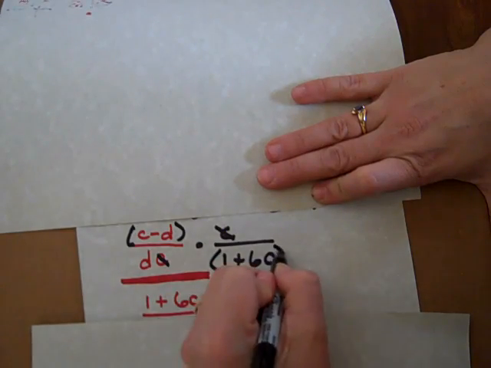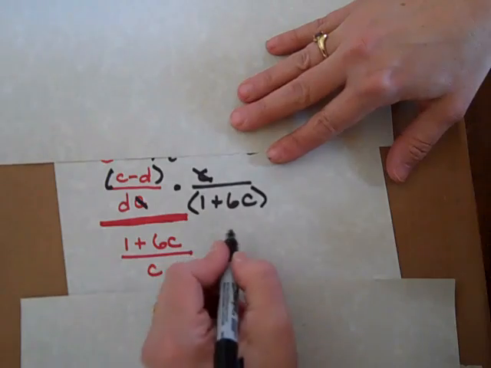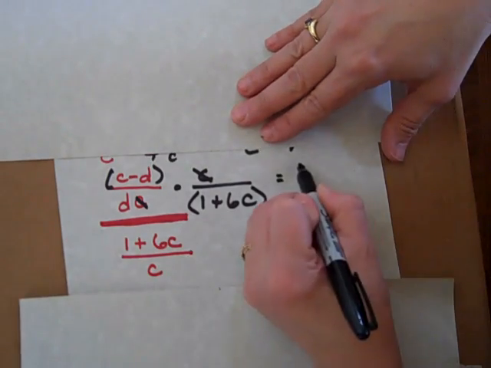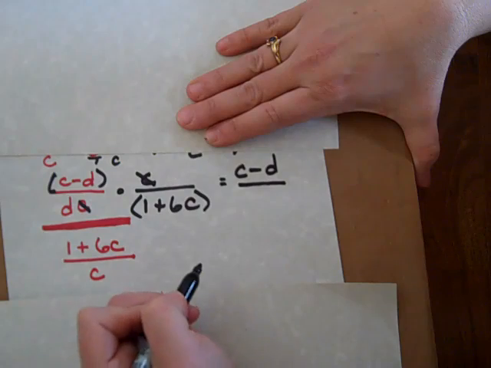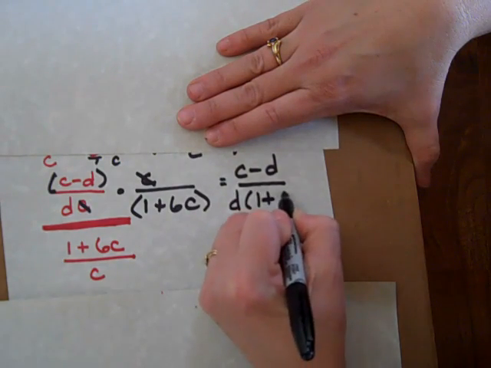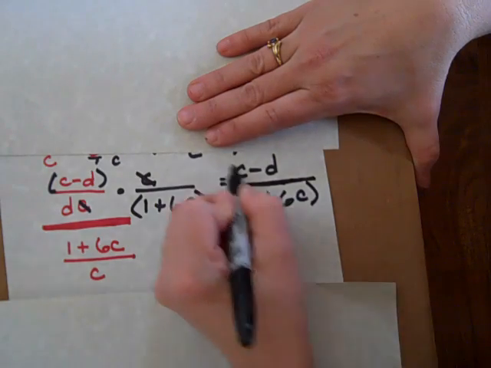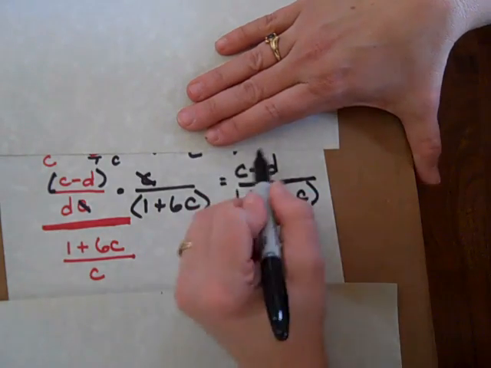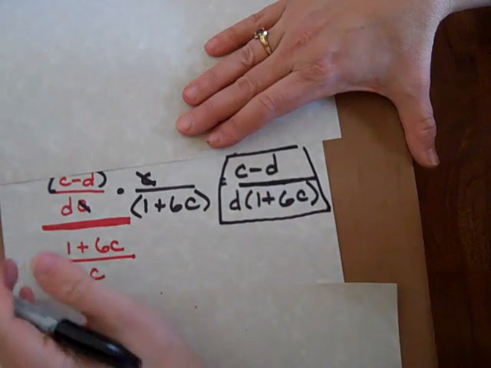And what do we have left? Well, parentheses are your friends, so you're going to want to use those. Okay? And what we end up with is on top a 6 minus d divided by d times 1 plus 6c. And again, we leave the denominator factored. The numerator we would multiply out, which it is. It's all simplified. So here's our simplified answer.